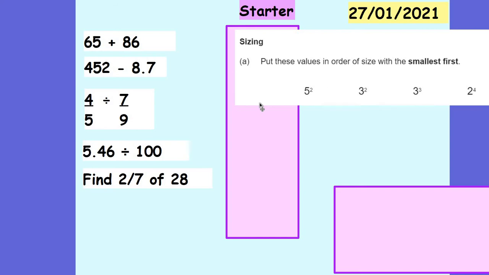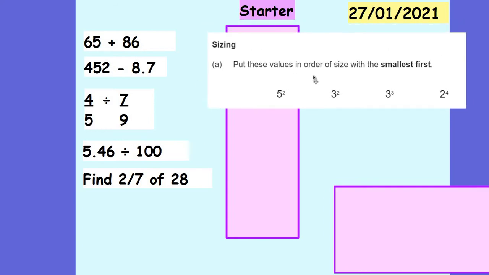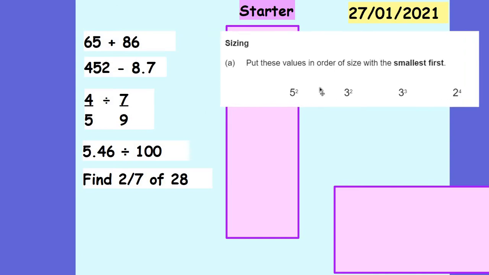Let's start off with a quick starter for me. Can you work out 65 plus 86, 452 subtract 8.7, 4/5 divided by 7/9, 5.46 divided by 100, and can you find 2/7 of 28? If you finish all of those, have a go at my extension question. Can you put these values in order of size with the smallest first? Please pause the video for 5 minutes or so and have a go at these questions in your rough books for me.